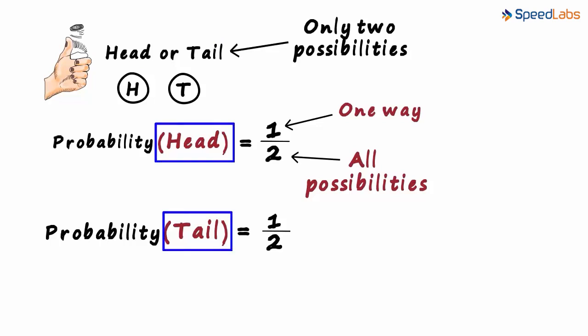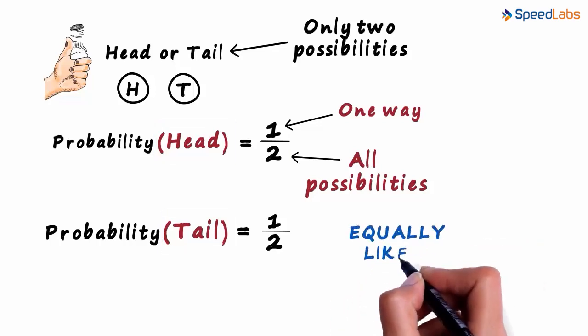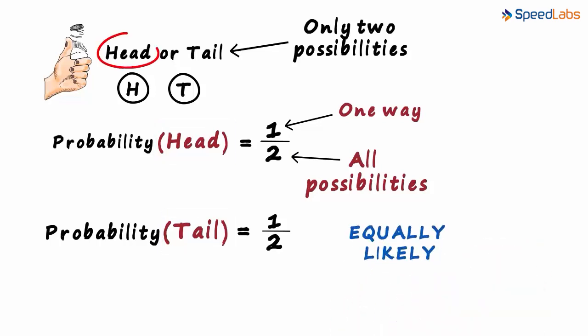Look at these two events, landing a head and landing a tail. Both have the same probability. And since the probability tells us the likelihood of an event occurring, such events are called equally likely events. We say that getting a head or getting a tail at the toss of a coin are equally likely events. That's because their probability of occurrence is the same.